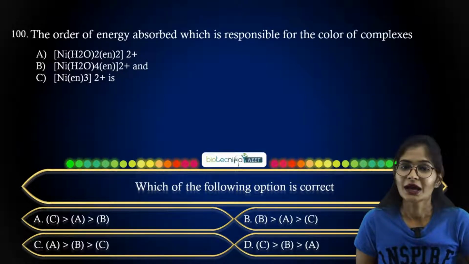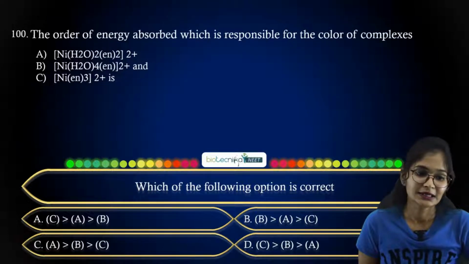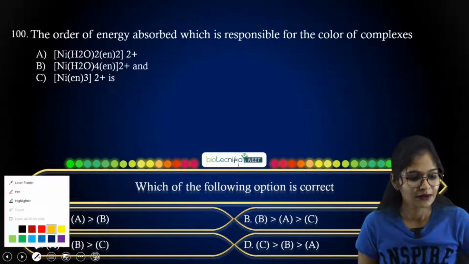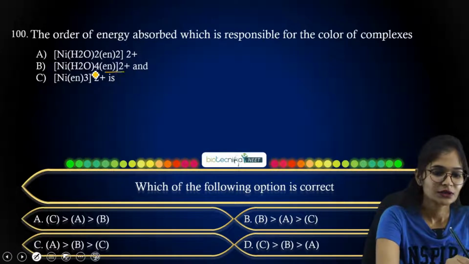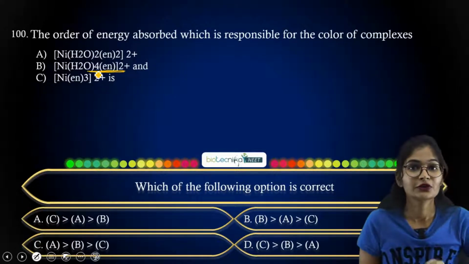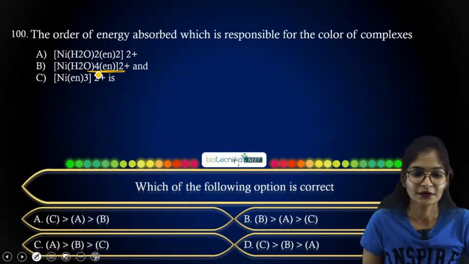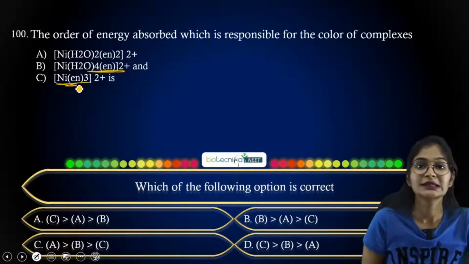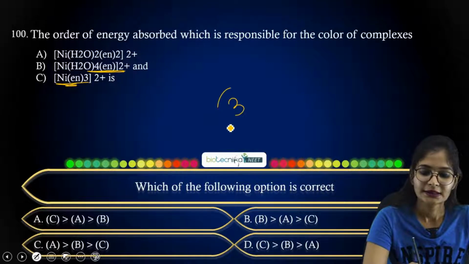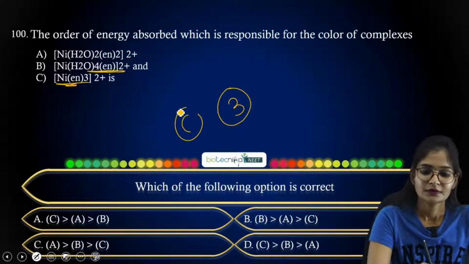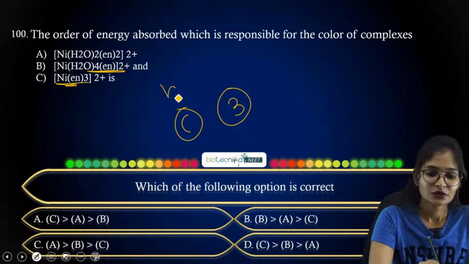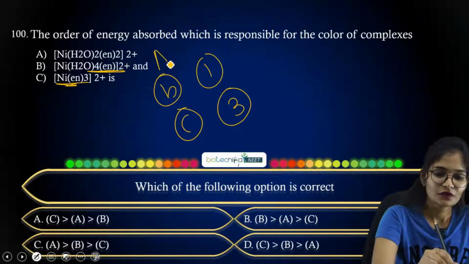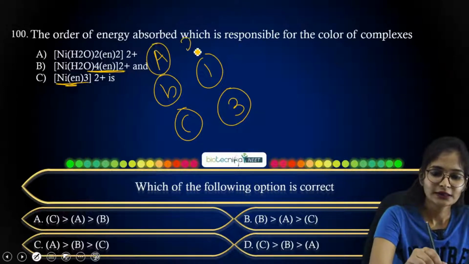Now they have given three complexes, that is nickel with H2O twice and En twice. And next they have given En twice. Here you have four water molecules but only one ethylene diamine. In case of your third complex, you have three ethylene diamine. So you have three ethylene diamine in complex C, only one ethylene diamine in complex B, and in complex A you have two ethylene diamine.